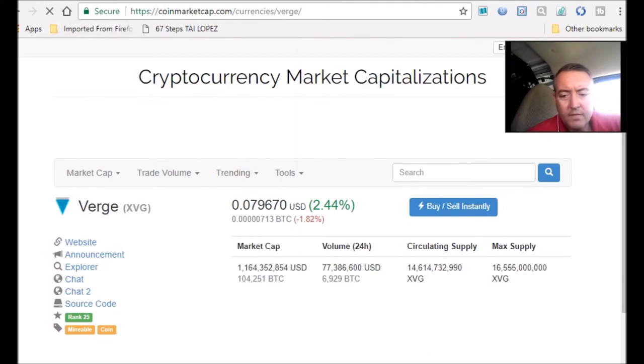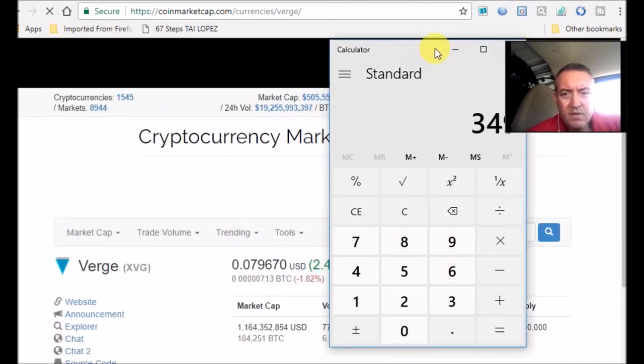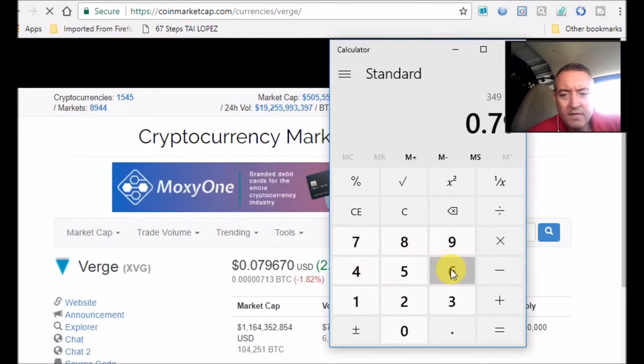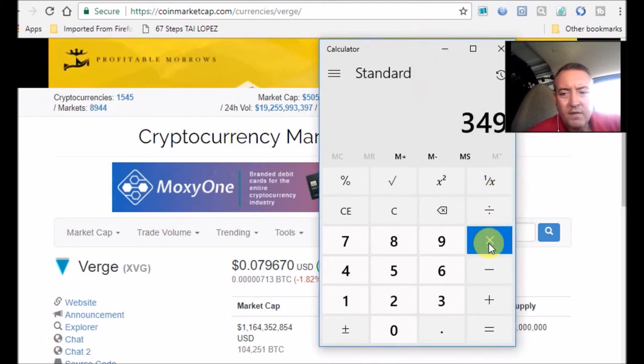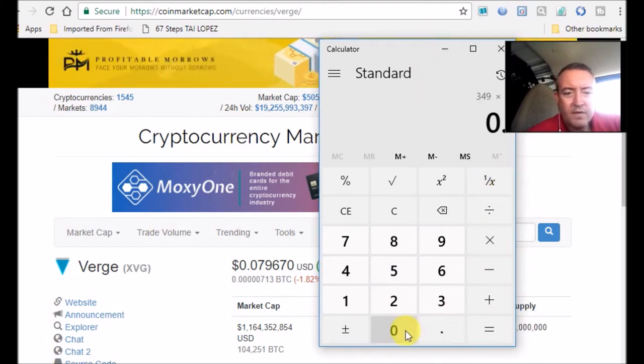Current price, let's update that real quick. 0.796. So let's pull the calculator out. Times 0.796. No, that's not right. I'm not doing too good with this calculator today, right? So we had 211 plus 138, 349 Verge times 0.796.